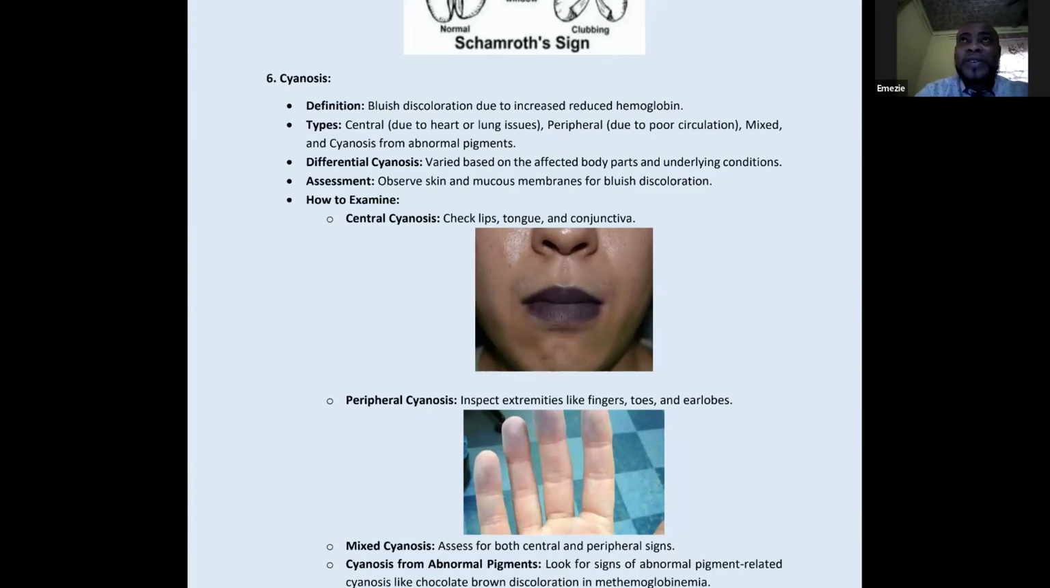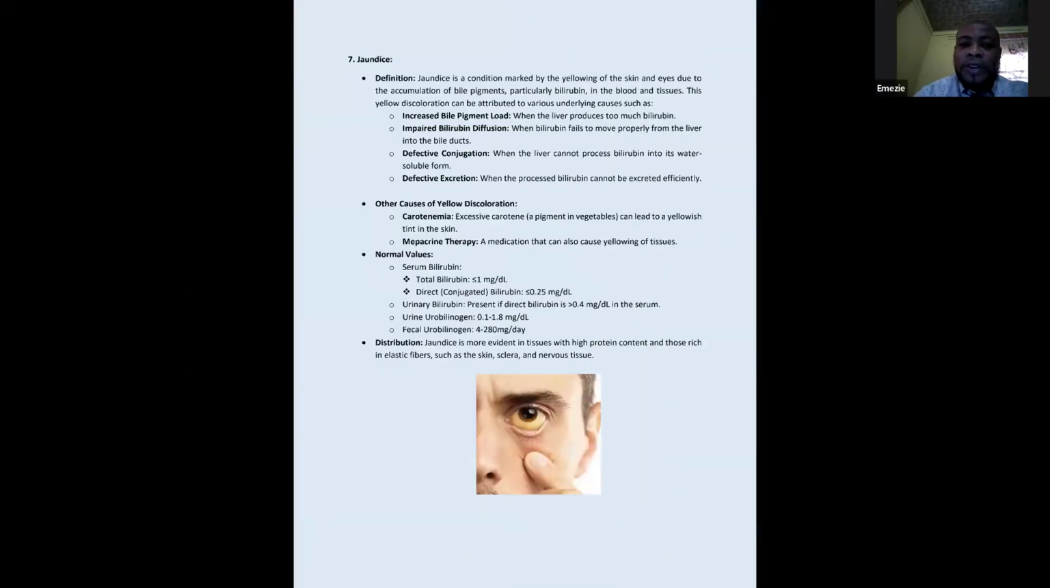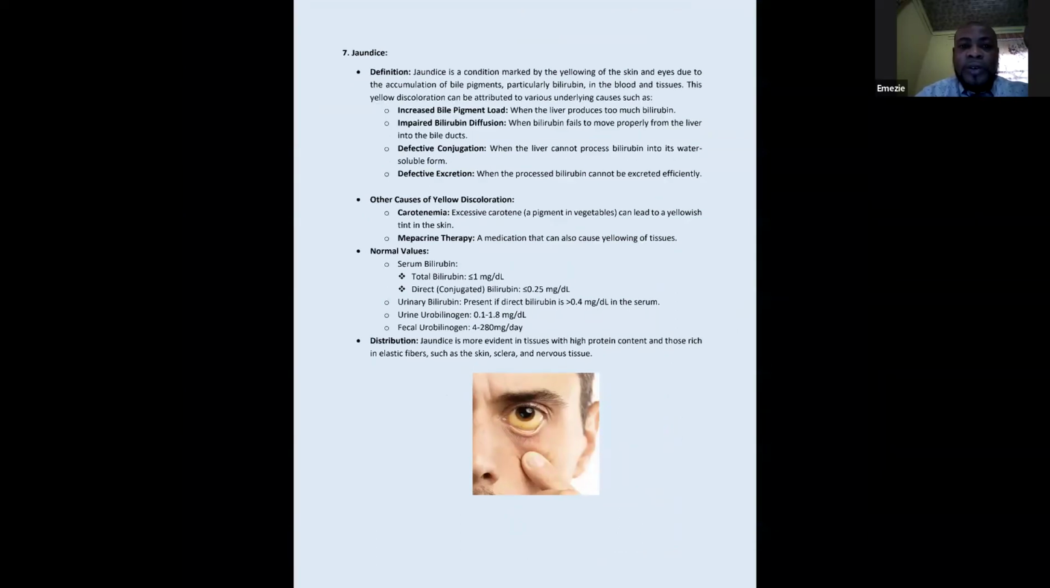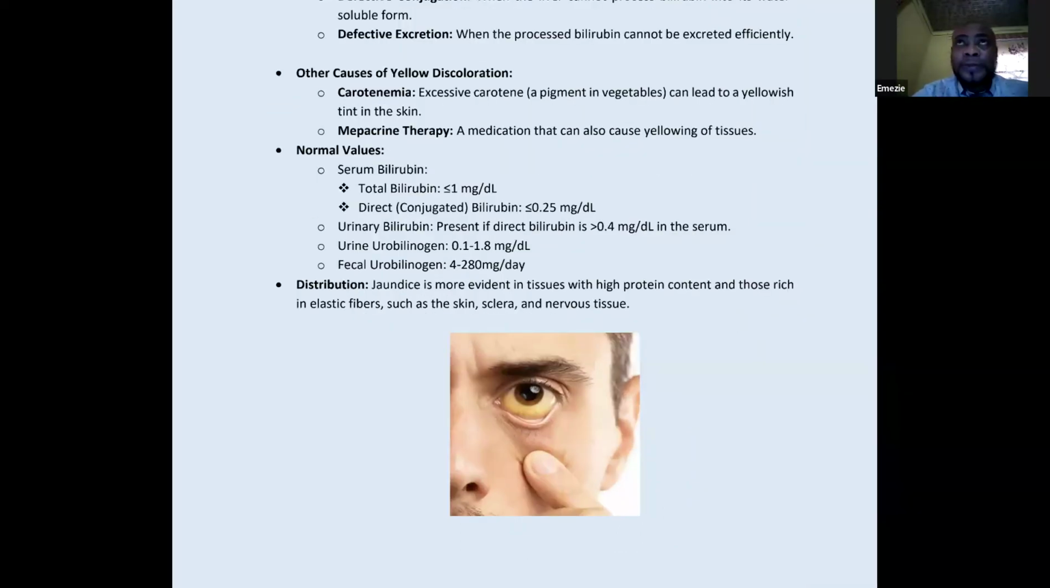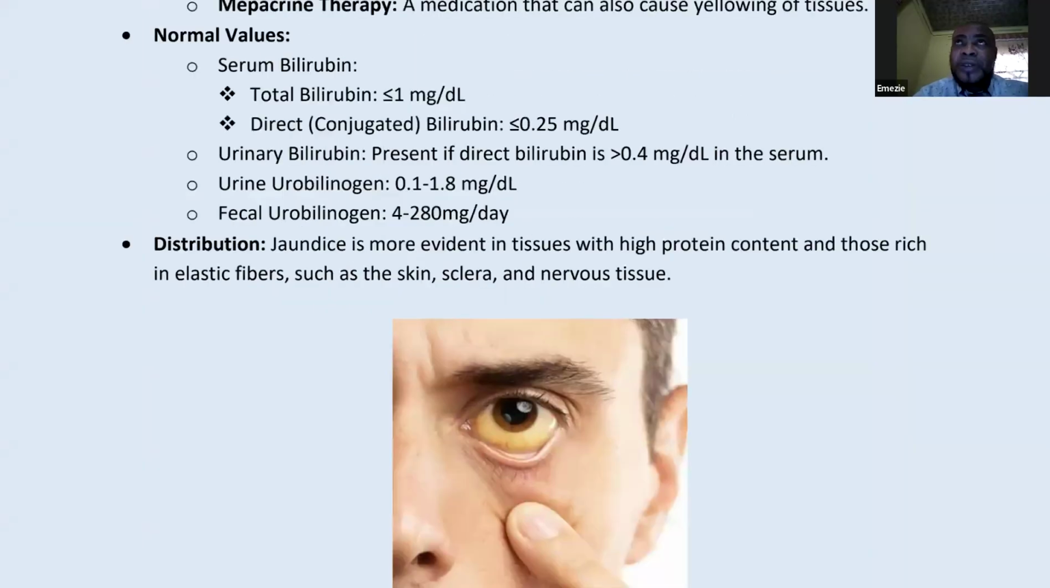So after touching the hair for fluffiness, the next thing, before I even go to the mouth, the next thing we are going to look at is the eyes. Before we go to mouth for cyanosis, is the eyes. So there are two things we are going to examine in the eyes. We are going to examine the patient for pallor.